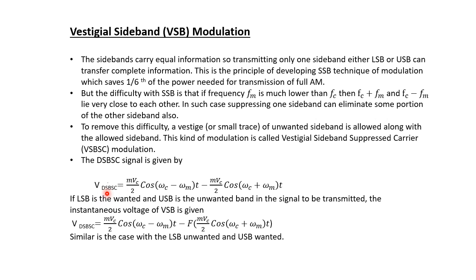So this equation is DSBSC. Both the lower sideband and the upper sideband are present in DSBSC. In VSB, that is vestigial sideband modulation, in this example we are keeping the lower sideband, that is omega c minus omega m, left as it is, and a trace or a fraction of the upper sideband is allowed in the amplitude modulated wave. Therefore, this is the final equation of VSB modulation.